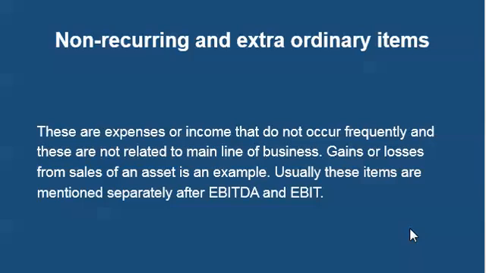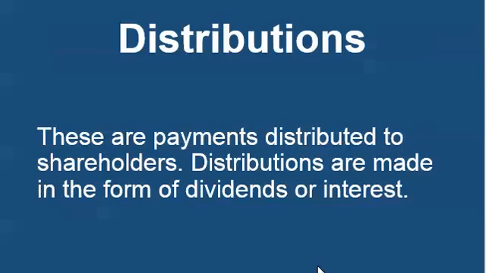Non-recurring and extraordinary items. These are expenses or income that do not occur frequently, and these are not related to the main line of business. Gains or losses from sales of an asset are an example of this. Usually these items are mentioned separately after EBITDA and EBIT. Distributions. These are payments distributed to shareholders. Distributions are made in the form of dividends or interest.